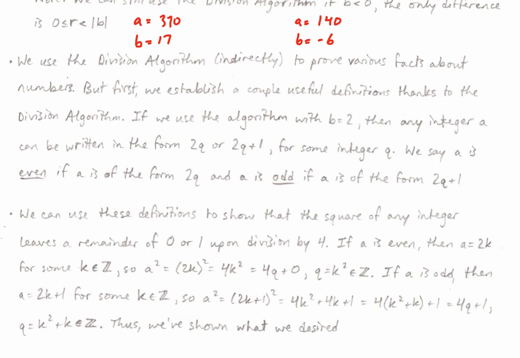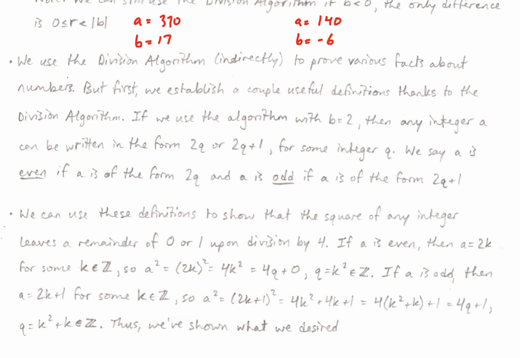So if I square a, I'm squaring 2k. When I square 2k, I get 4k squared. And this is of the form 4 times some whole number plus 0, or 4q plus 0. In this case, q is just k squared. k was a whole number, so when you square whole numbers, you still get whole numbers. So if a is even, and we divide a squared by 4, we get a nice whole number. We get a remainder of 0.